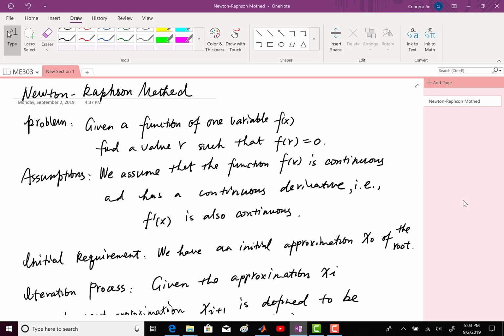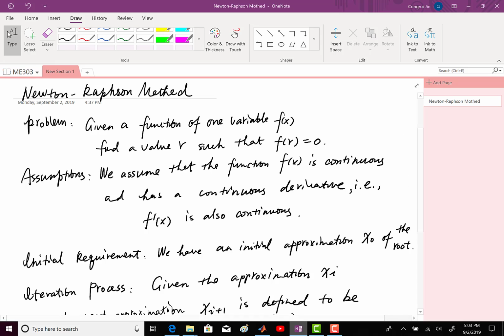Given a function of one variable f(x), find a value of r such that f(r) is equal to 0. We assume that the function f(x) is continuous. For this method, we not only require f(x) to be continuous, we also require that it has a continuous derivative, which means f'(x) is also continuous.